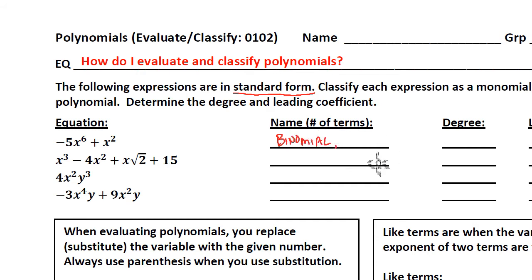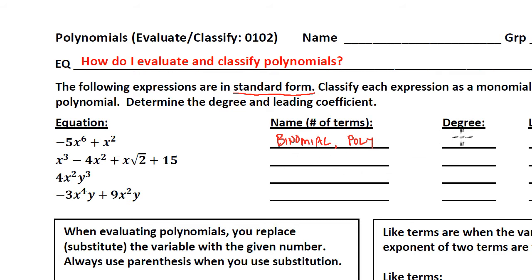Now, just so I don't confuse you, technically this is a polynomial as well. Remember, your definition of polynomial is an expression or equation with more than one term. So I'm going to put here, this is also a polynomial. So binomials, trinomials, those are both also polynomials. A monomial is not considered a polynomial because it only has one term.